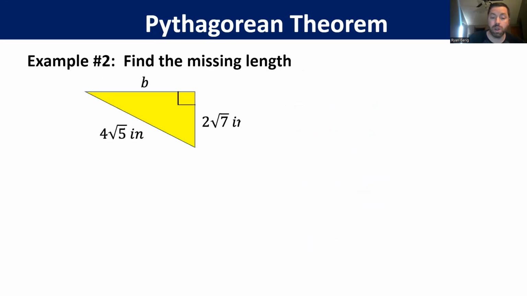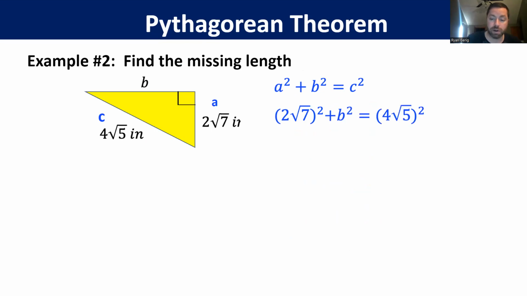How about this one? We're looking for something different here. C is actually known this time. It's 4 radical 5. We're looking for B, which means 2 radical 7 is my A. So I'm going to put 2 radical 7 in for A. Make sure you put parentheses around that. If you don't, it'll give you something different. Plus B squared equals 4 radical 5 squared.